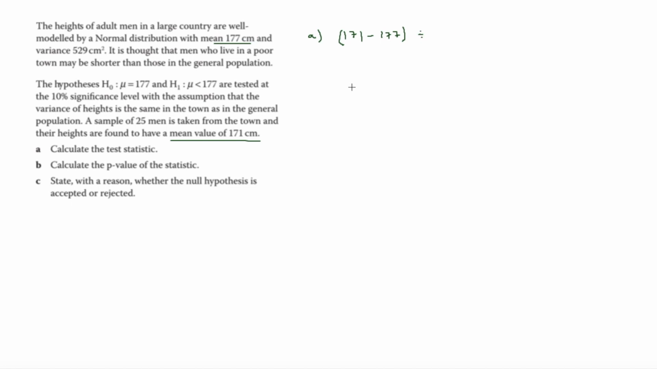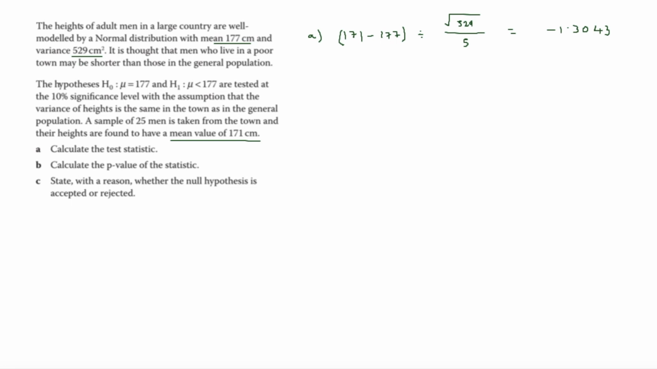Now the standard deviation in this is going to be, well, we have the variance here, so it's going to be root 529, divided by the root of the number, which is the root of 5. So the root of 25, which is 5. Now put that in the calculators, and what we are going to get is minus 1.3043.